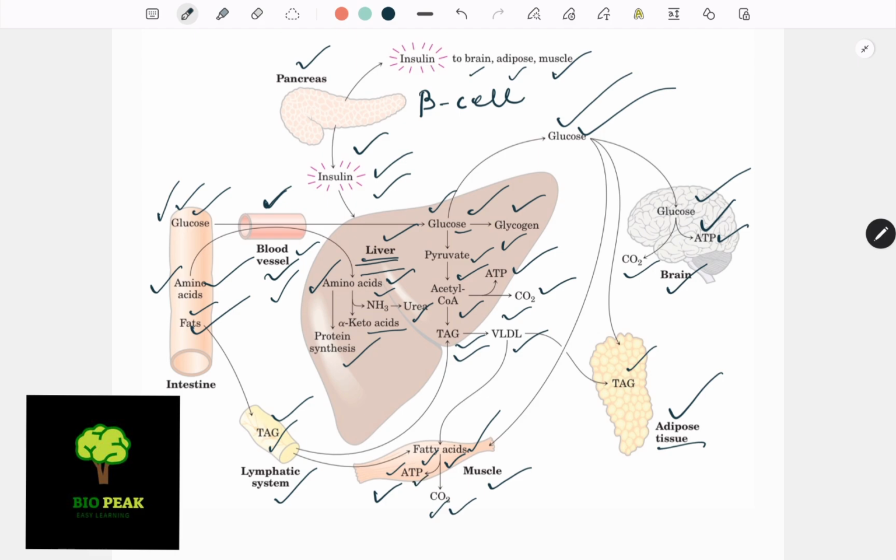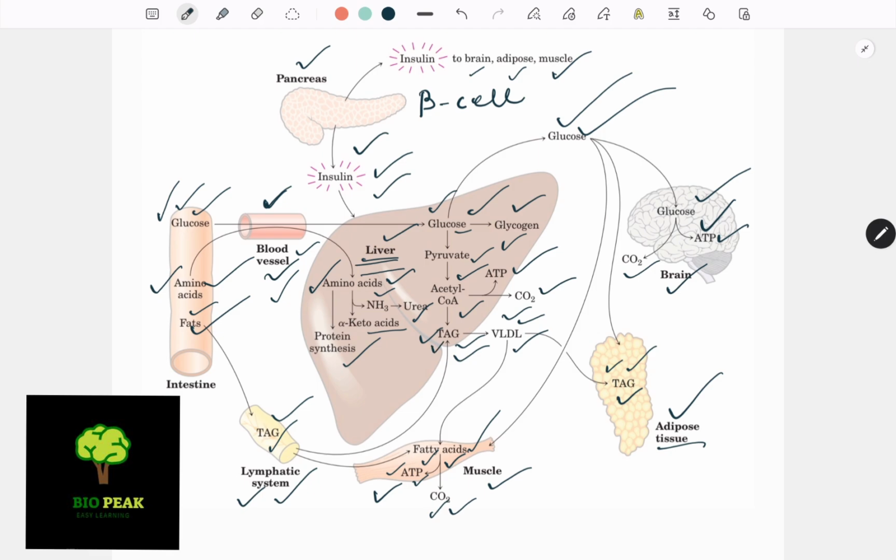the liberation of ATP. The TAG present in the lymphatic system generally goes to the liver. After reaching the liver, this TAG generally produces VLDL. This VLDL then goes to the adipose tissue, and inside the adipose tissue it generally produces the TAG, or triacylglycerol.